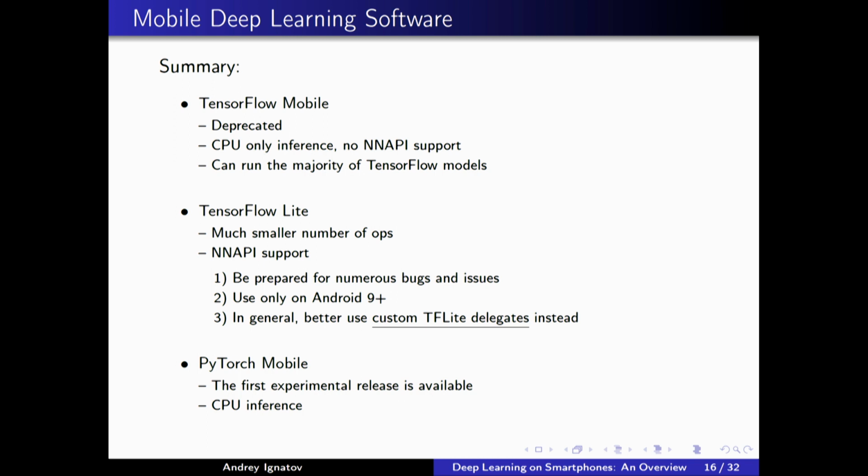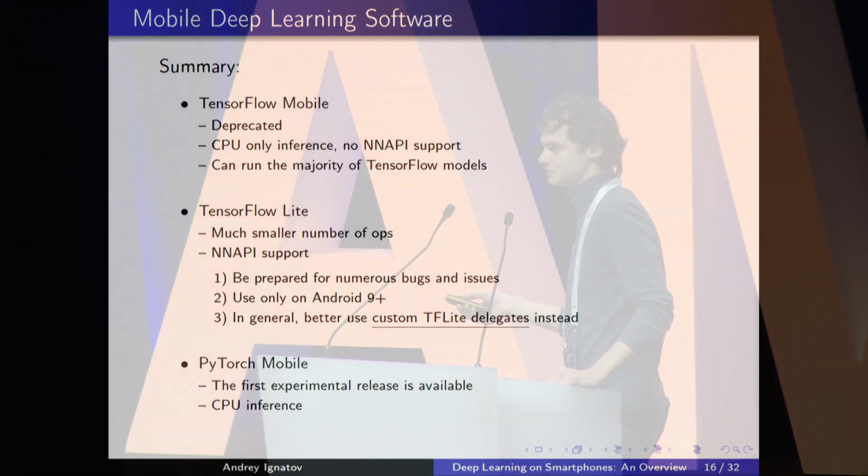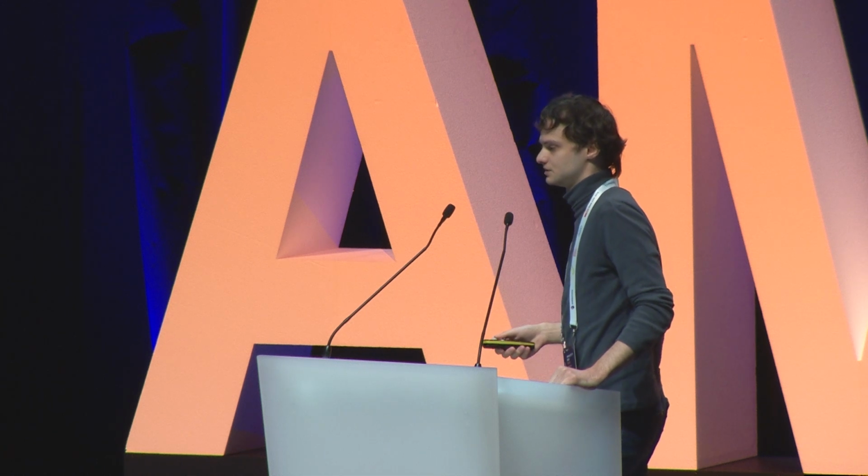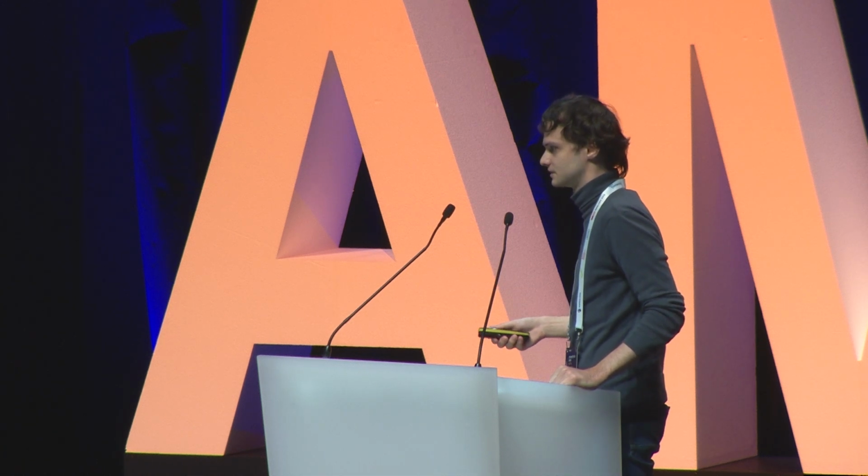So, quick summary. TensorFlow Mobile is already deprecated and can run models only on CPU, but can run the majority of TensorFlow models. TensorFlow Lite supports a much smaller number of ops, but is compatible with Android and NNAPI. If you're using NNAPI, use it only on Android 9 and above. And if TensorFlow Lite delegates are available, use them instead of NNAPI. Also, just a couple of months ago, the first experimental build of PyTorch Mobile was introduced. Unfortunately, it is now mainly focused on CPU inference and therefore not yet very interesting in terms of accelerating inference.